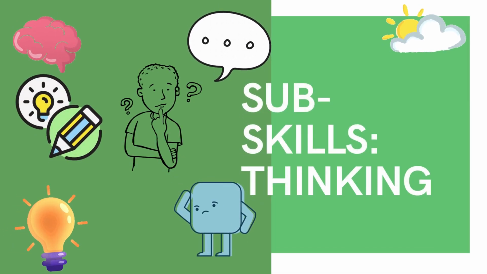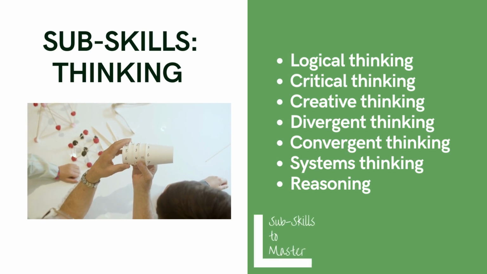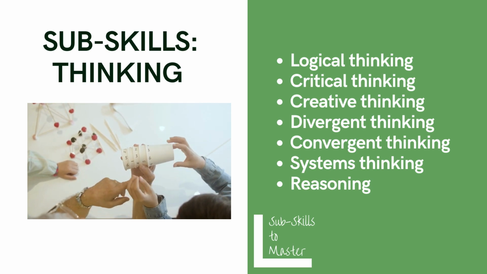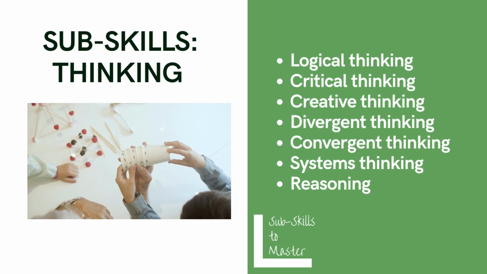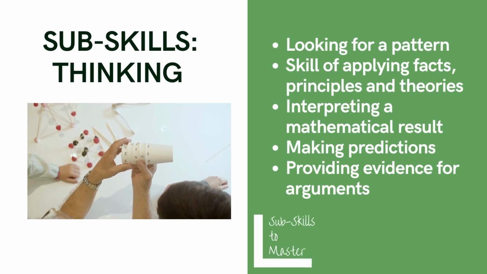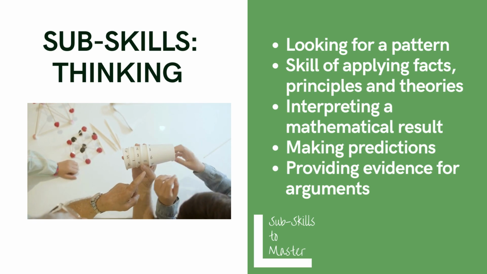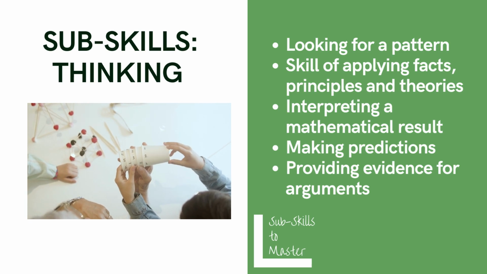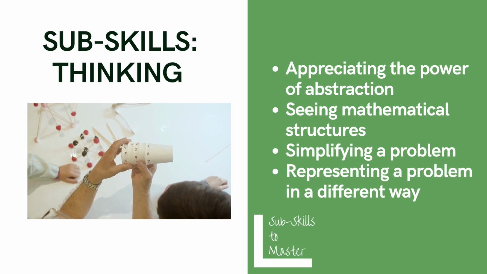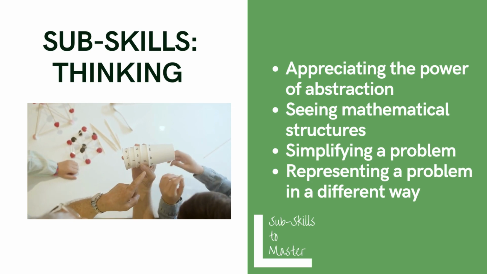Sub-skills under thinking are logical thinking, critical thinking, creative thinking, divergent thinking, convergent thinking, systems thinking, reasoning, looking for a pattern, skill of applying facts, principles and theories, interpreting a mathematical result, making predictions, providing evidence for arguments, appreciating the power of abstraction, seeing mathematical structures, simplifying a problem, and representing a problem in a different way.